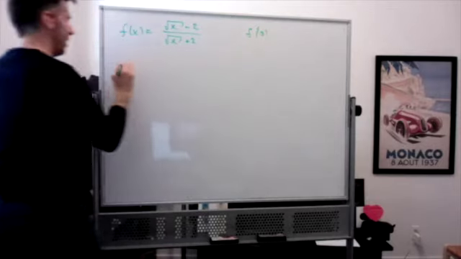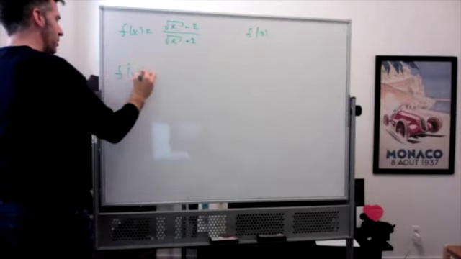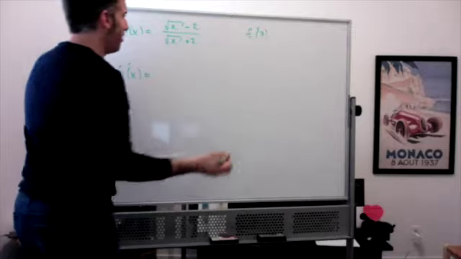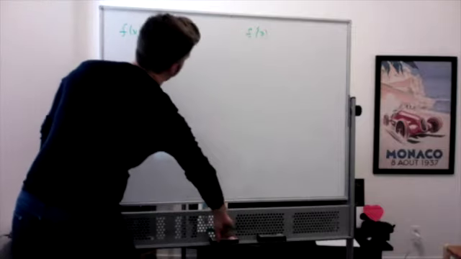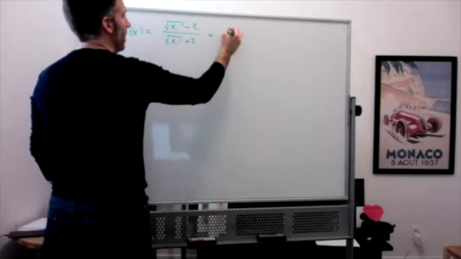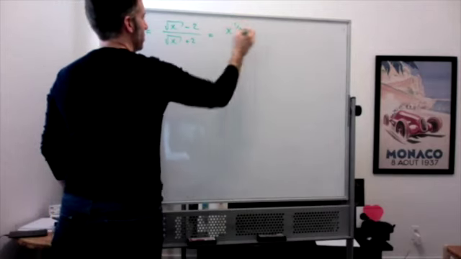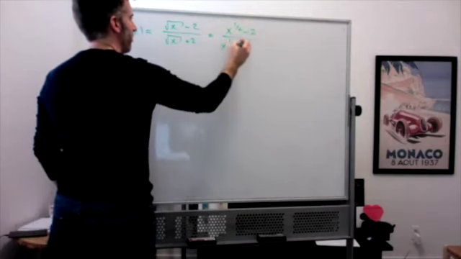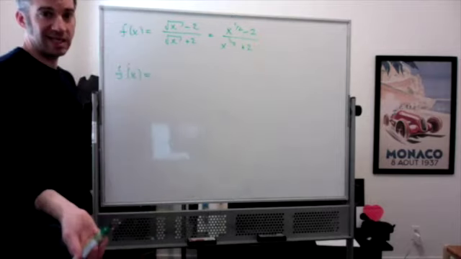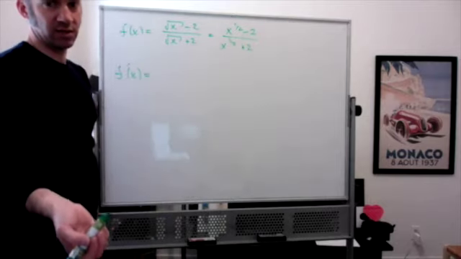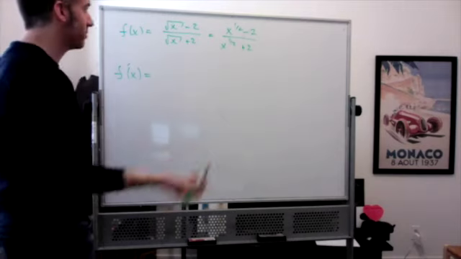I'm first going to find f prime of x. I'm going to use the quotient rule. I suppose before I find f prime of x, I'm probably going to rewrite this as x to the 1/2 minus 2 over x to the 1/2 plus 2, because it's easier to take derivatives of things written as powers than written as roots.